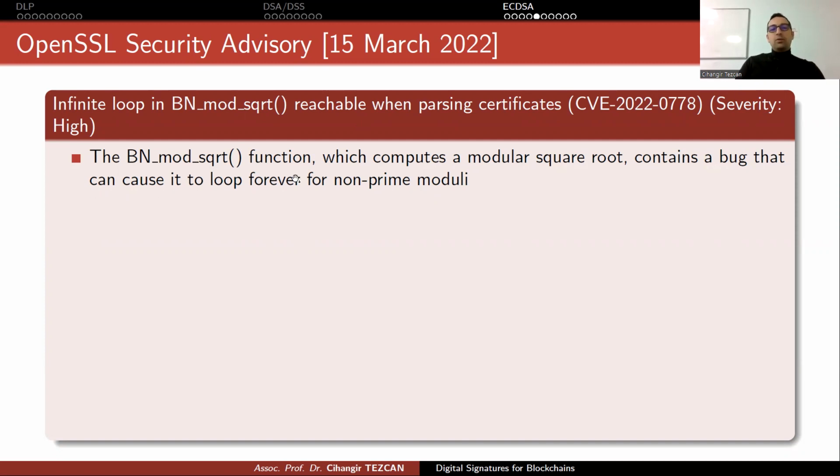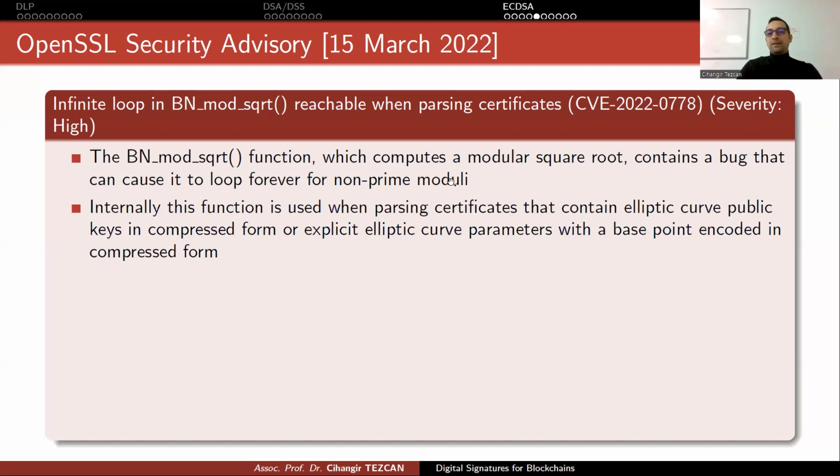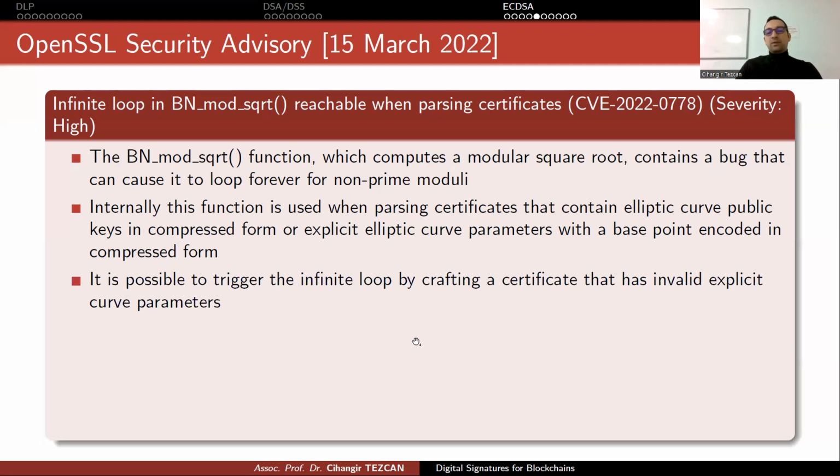The BN_mod_sqrt function, which computes a modular square root, contains a bug that can cause it to loop forever for non-prime moduli. So if your domain parameters are not correct, then it will be a non-prime modulus, and this will create an infinite loop. Internally, this function is used when parsing certificates that contain elliptic curve public keys in compressed form or explicit elliptic curve parameters with a base point encoded in compressed form. It is possible to trigger the infinite loop by crafting a certificate that has invalid explicit curve parameters.